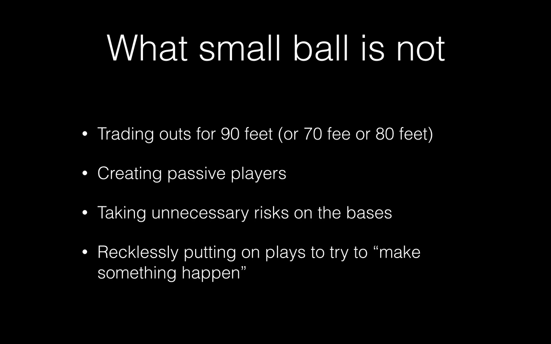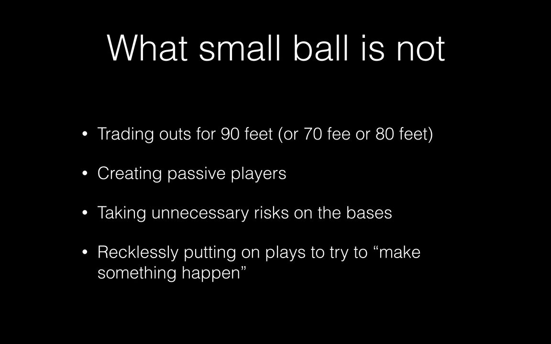If we have a runner at first base and nobody out, and we bunt the runner to second base, we now have 1 out and a runner on second base. And to create a big inning, we're going to have to string together a whole lot of hits in a row, or the defense is going to have to make some kind of mistake from there. So we don't want to necessarily trade an out for 90 feet or for a base.